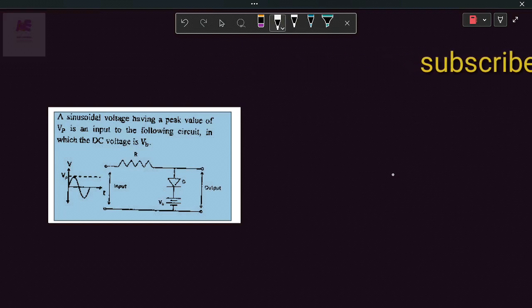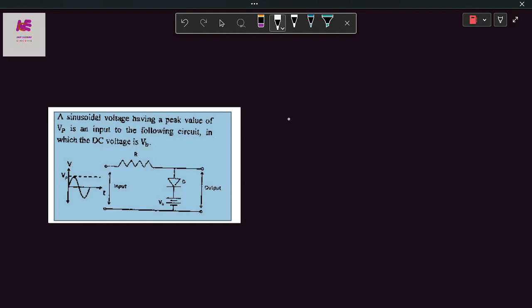The problem is: a sinusoidal voltage having a peak value of Vp is an input to the following circuit in which the DC voltage is Vb. The problem is given on diode. This is the symbol of diode. This terminal is anode. This terminal is cathode.